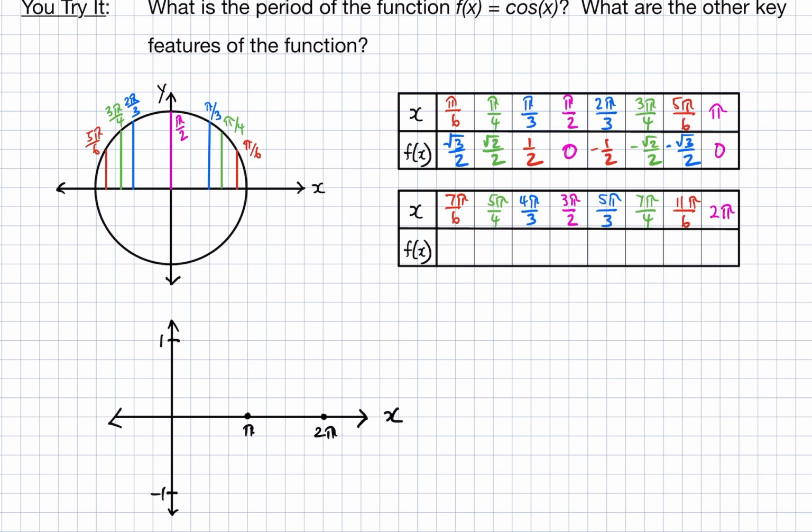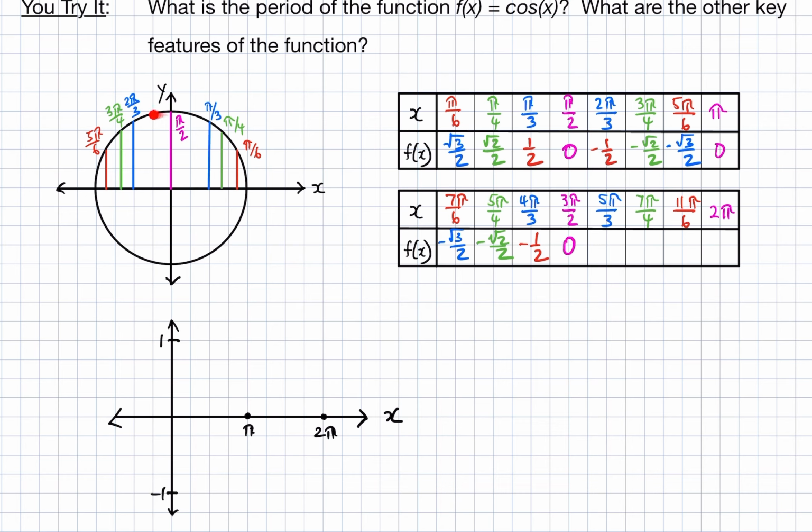And then moving on to the third quadrant, the cosine of 7 pi over 6 is going to be negative square root of 3 over 2. Cosine of 5 pi over 4 is going to be negative square root of 2 over 2. And then the cosine of 4 pi over 3 is going to be negative 1/2. And then the cosine of 3 pi over 2 is 0.